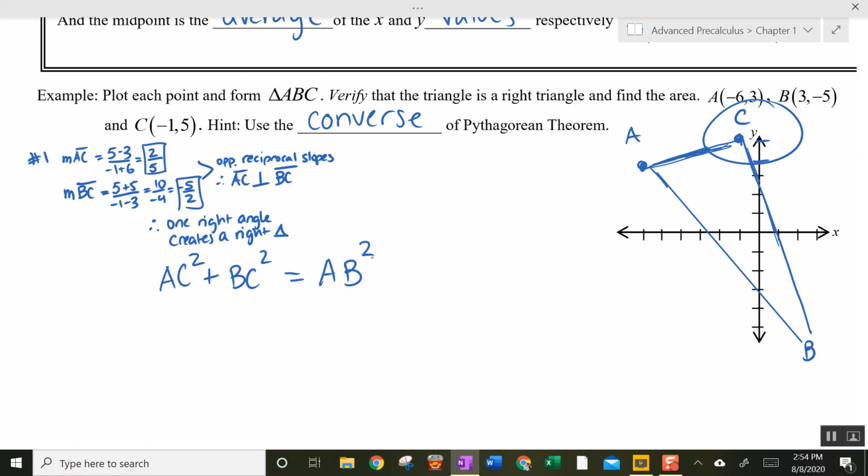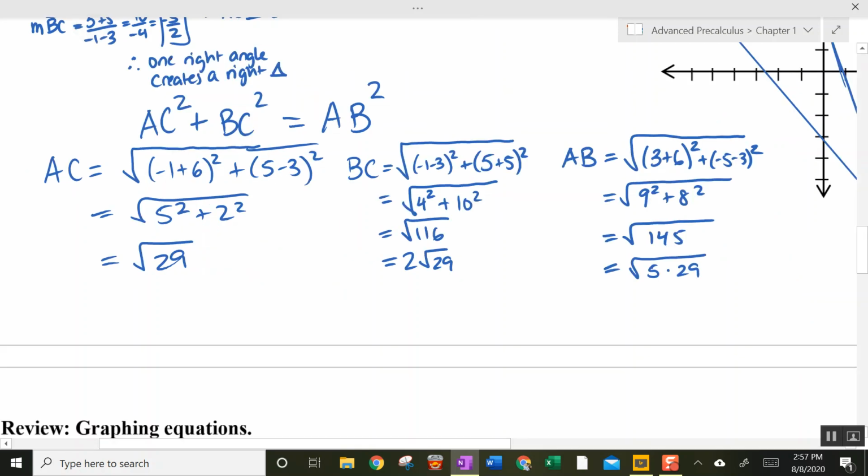Go ahead and calculate the lengths of all 3 of those segments. All right, this is what it should look like when you're done. The length of segment AC is √29. The length of segment BC is 2√29. And the length of segment AB is the square root of 5 times 29, or the square root of 145. Now we're going to plug everything into this formula to see if in fact this is a right triangle.